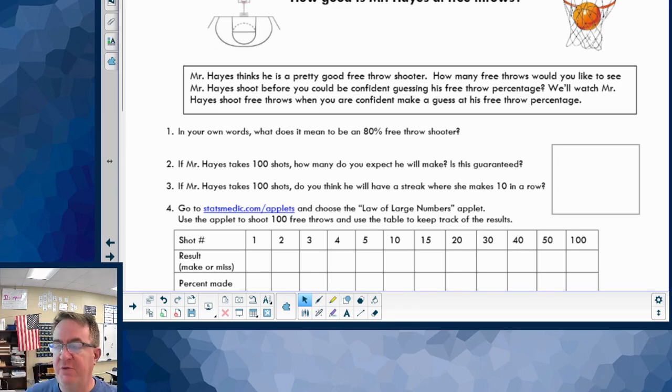We're going to be talking through the first part of probability. We're going to talk about me making free throws for that. So I've already got the notes here for you. Take a look at the first three. Go ahead and answer those.